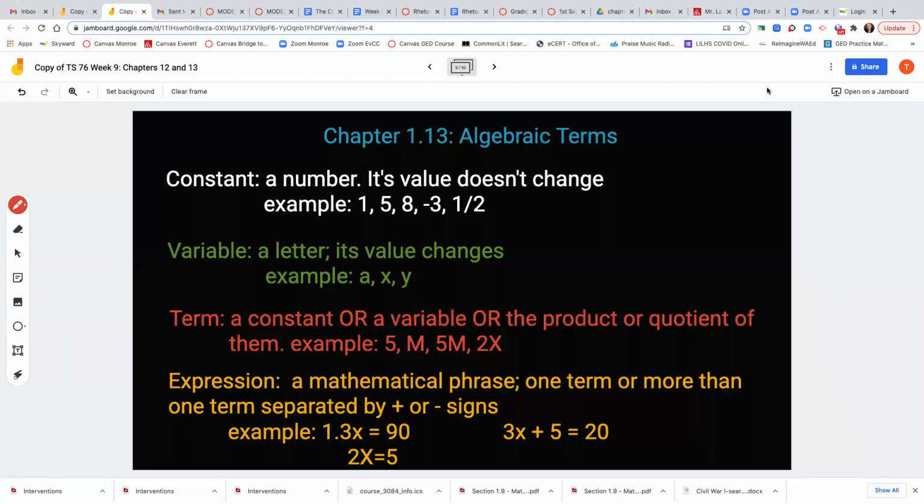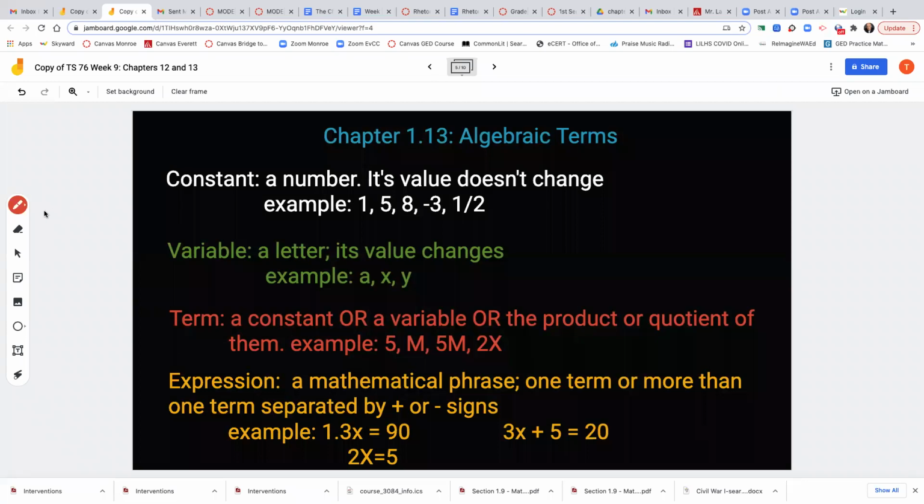So this chapter is, as I mentioned, mostly a bunch of new terms, what they mean, and then identifying them. And then there'll be a couple of little math concepts as well in chapter 13.